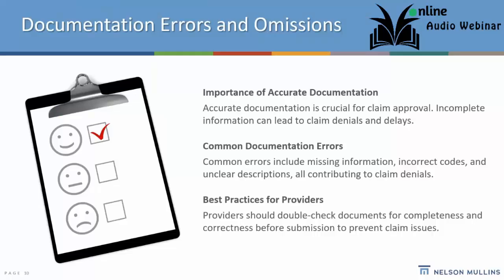All right, documentation is the first line of defense. It's not just paperwork. It's the foundation for claim approval. Inaccurate or incomplete records are among the top reasons why claims are denied or delayed. Common errors include missing information, incorrect codes, unclear descriptions. Now, this will also contribute to claim denials. Well, you need to double check everything before submission.